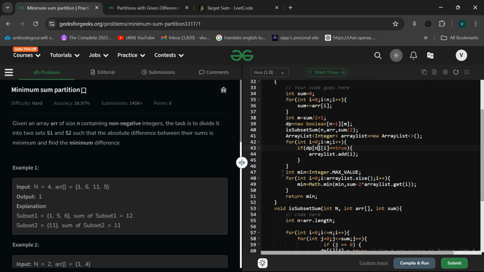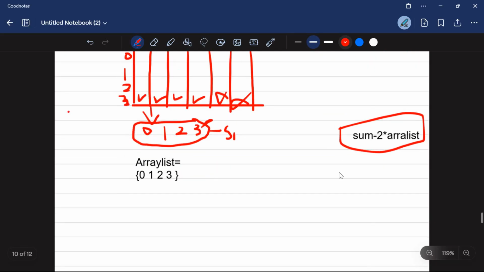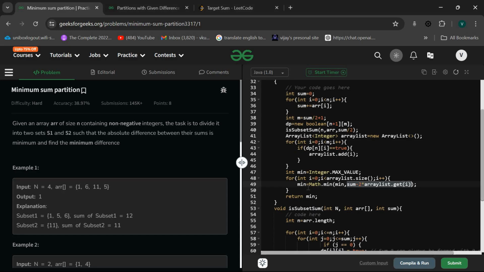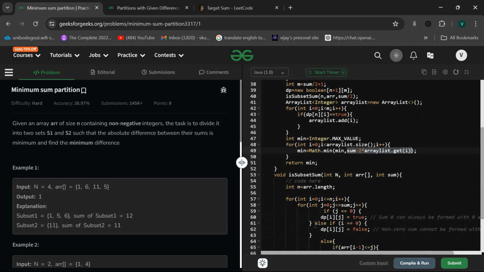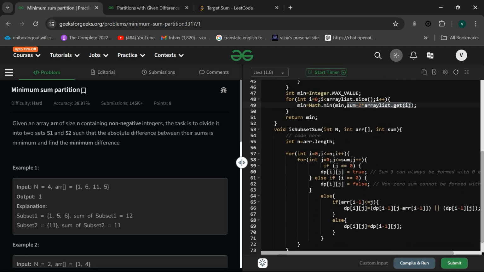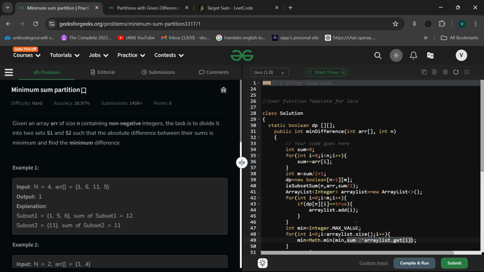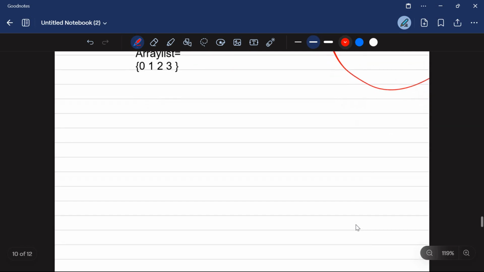After that, I will consider the minimum value. Simple. I will choose only the minimum value from this, as I said, using this formula. Whichever is the minimum, simply return that minimum. And this code is for the subset problem, as I already taught you. Okay. I hope you understand this problem. Let's go to the next problem.